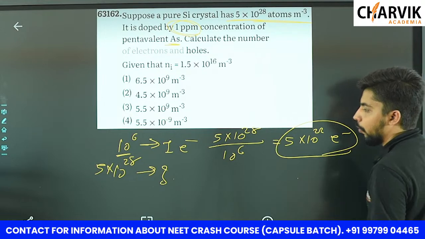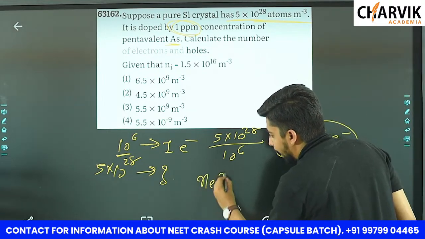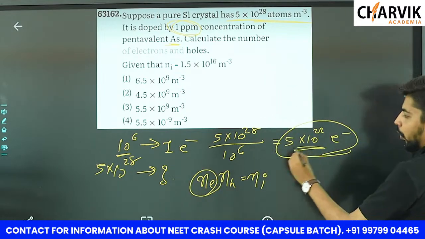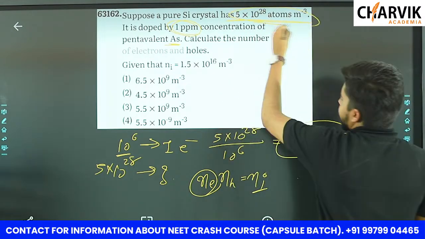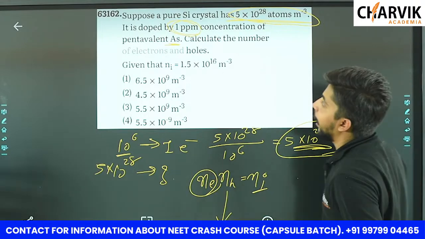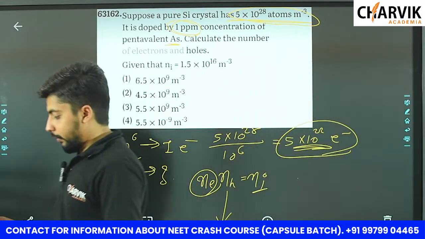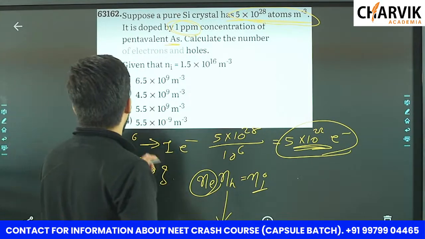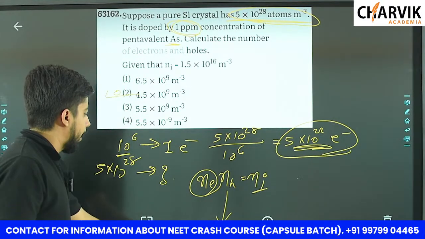You have the number of electrons. Apply the formula Ne into Nh equals Ni squared. Ne you have got, Ni is given in the question. Place the values and derive the answer. By solving these numbers, you will get the answer to this question, which is 4.5 into 10 raised to 9 m raised to minus 3.